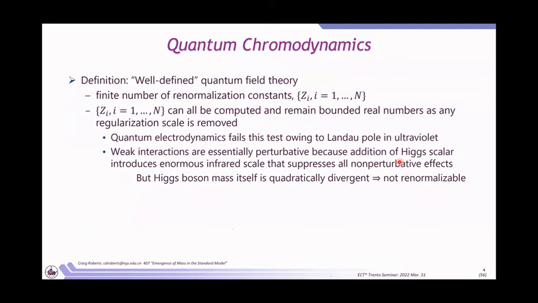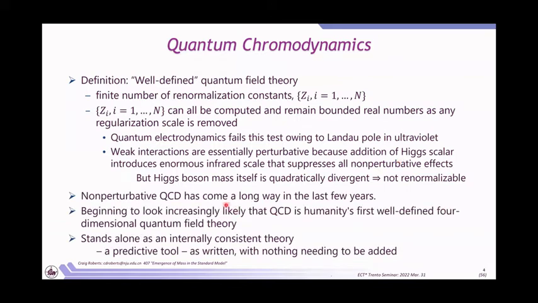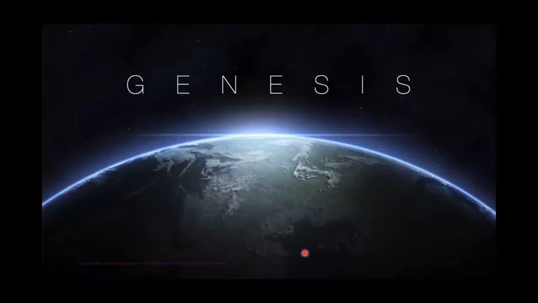So it's broken. On the other hand, we have non-perturbative QCD. And our understanding of that has come a long way in the past few years. It is beginning to look very much like QCD is humanity's first well-defined 4-dimensional quantum field theory. So it can stand alone as an internally consistent theory, a predictive tool, just as we've written it down, with nothing needing to be added. And the question we're asking, or one of them, is how did this picture develop?